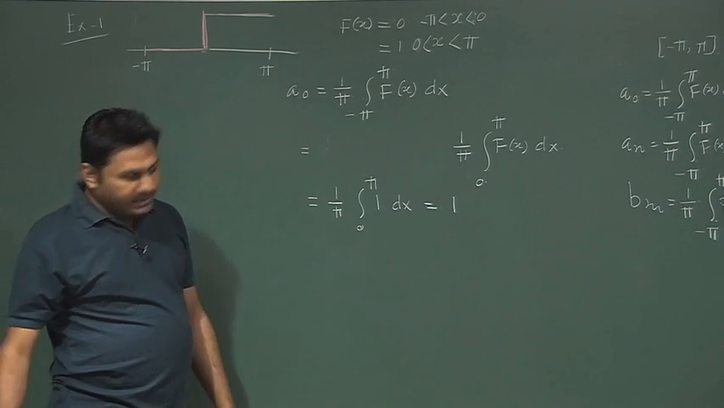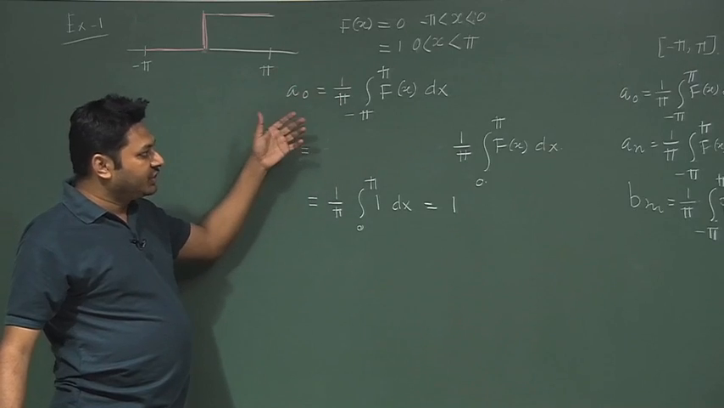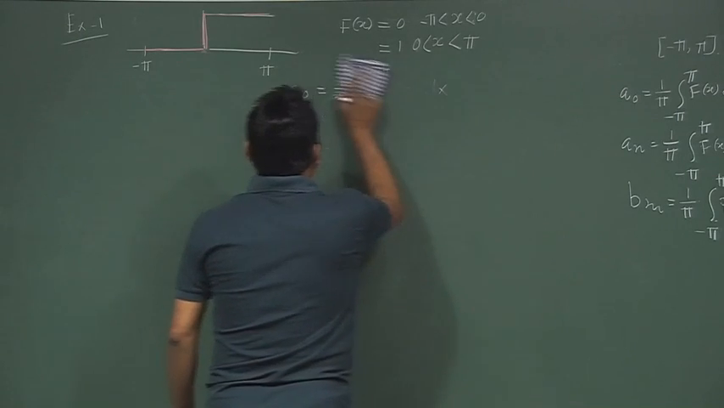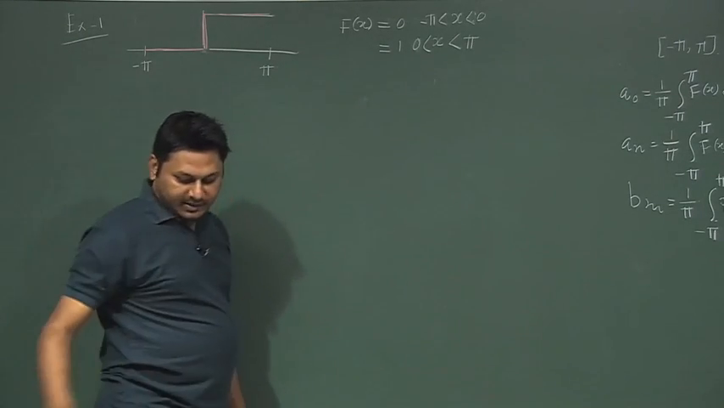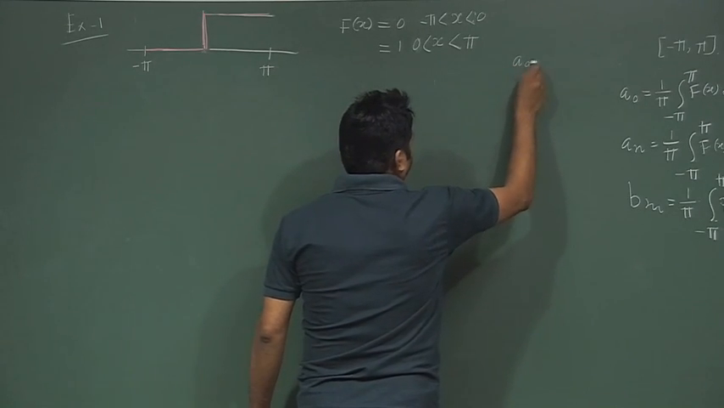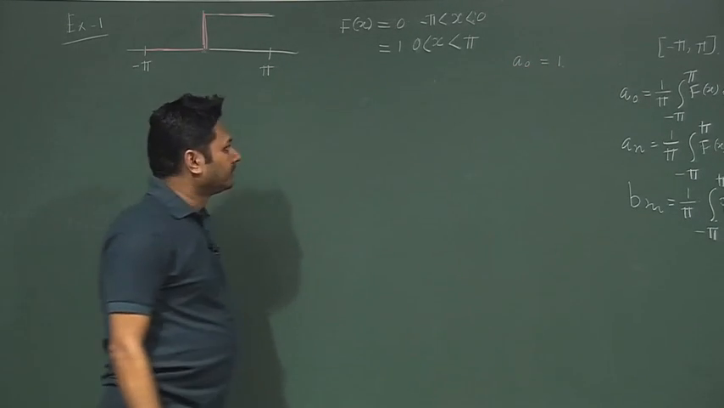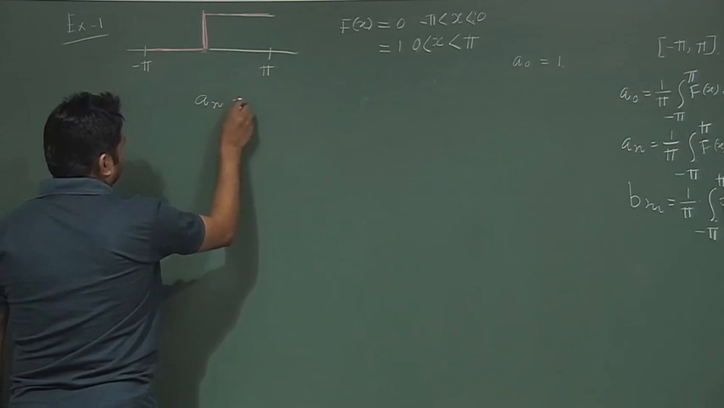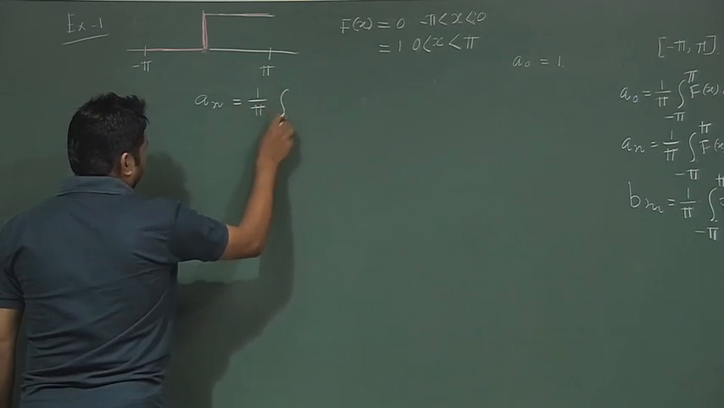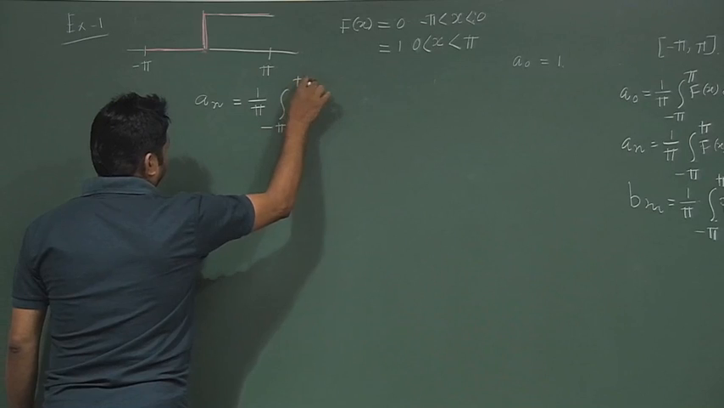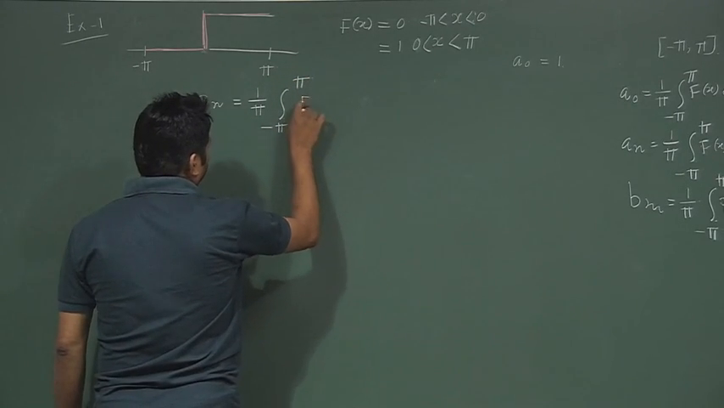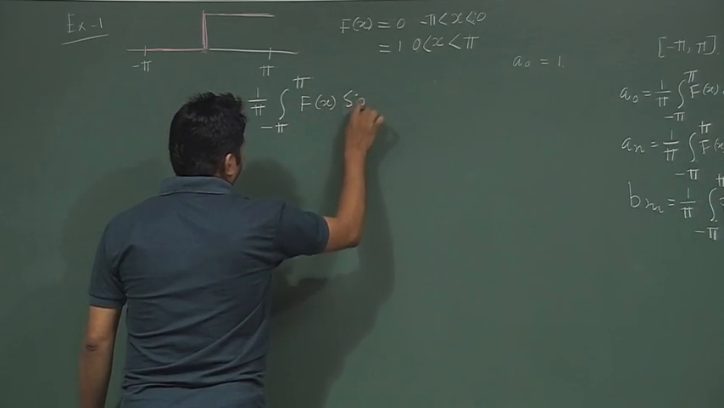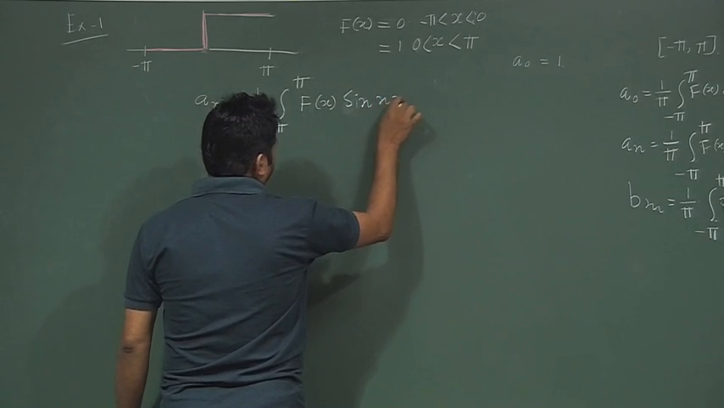If I now calculate the other coefficients, they will be calculated in the same way. So, let me write somewhere the value of a0. a0, I figured out, is 1. Then the next coefficient I would like to find is an, which by definition, using the formula, needs me to multiply by cos nx and integrate dx.